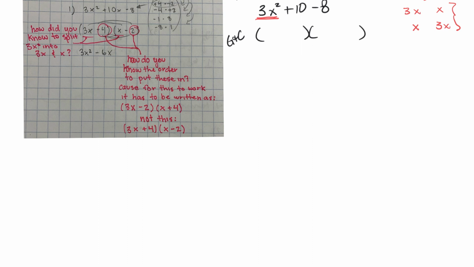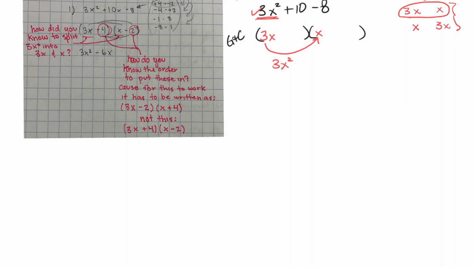So just from experience, I typically would pick the second one. So I'm going to put a 3x here and an x there. And I do that because I know that if I multiply 3x times x, that'll give me 3x squared, and that's the first term. Okay, so I'm guessing and checking. So I guessed 3x and an x. If I multiply that, I get 3x squared. So at least I get the first term.